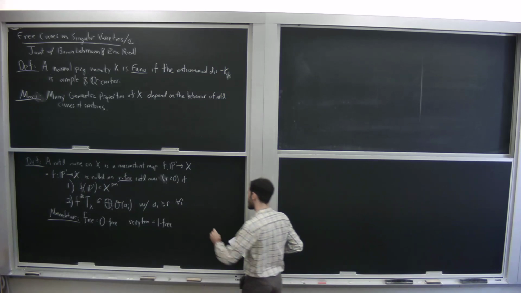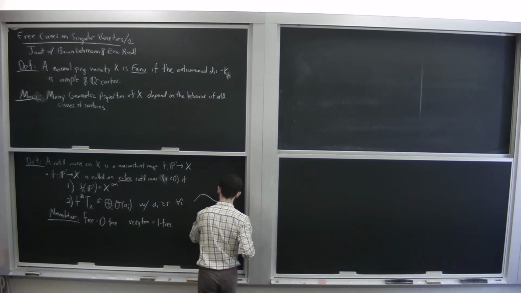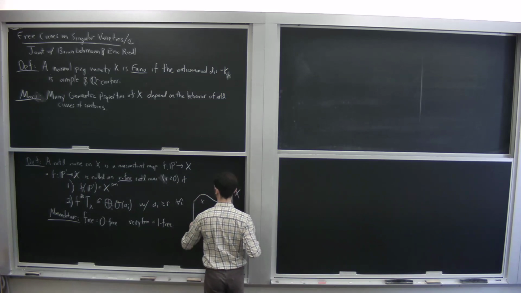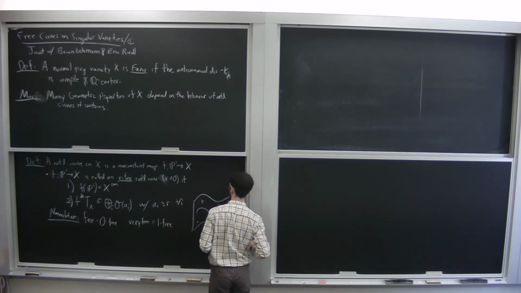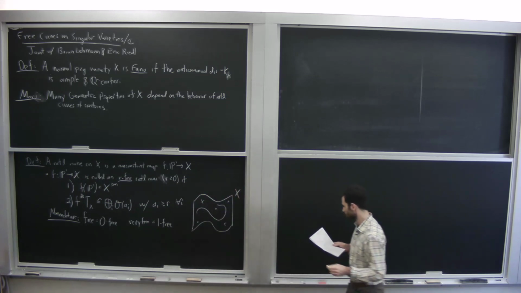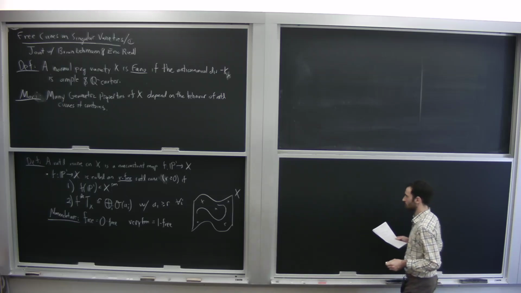And maybe I should draw a picture as well to help visualize. So maybe I have some singularities on X. This is big X, the little x's are singularities. And I want my rational curve to miss all of them. Okay.